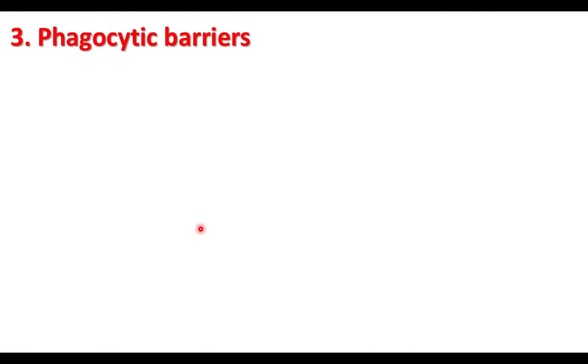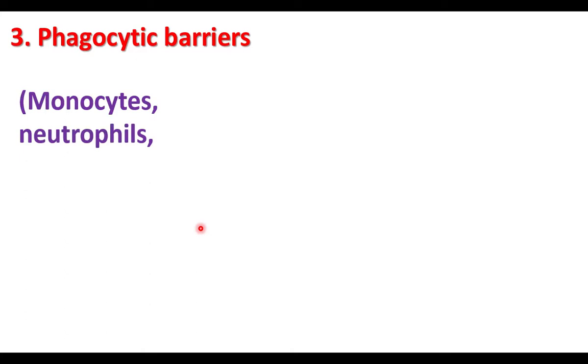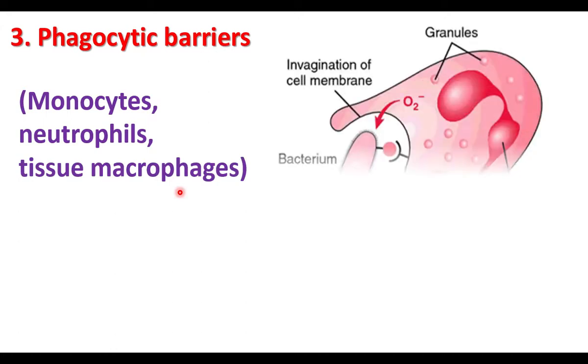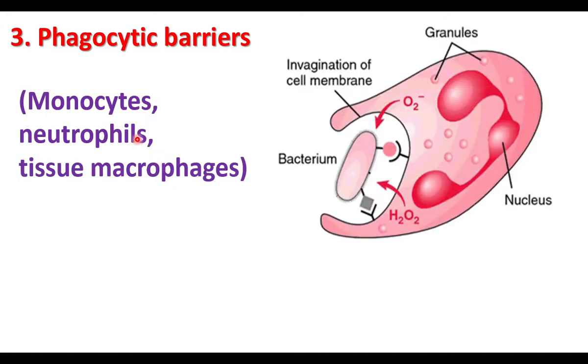Phagocytosis means cell eating. Phagocytosis is exhibited by some kinds of WBCs called phagocytes. The important phagocytes are monocytes and neutrophils. When the monocytes enter into tissues, they develop pseudopodia like amoeba. They are tissue macrophages. So these macrophages, neutrophils, and monocytes engulf foreign agents.